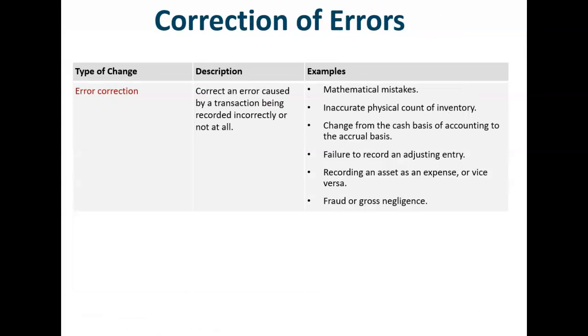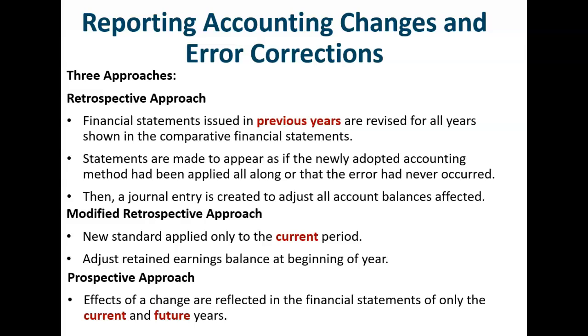The correction of an error is another adjustment sometimes made to financial statements that is not actually an accounting change, but it is accounted for similarly. Errors occur when transactions are either recorded incorrectly or not recorded at all. There are three approaches to reporting accounting changes and error corrections, and which one is used depends upon the situation.